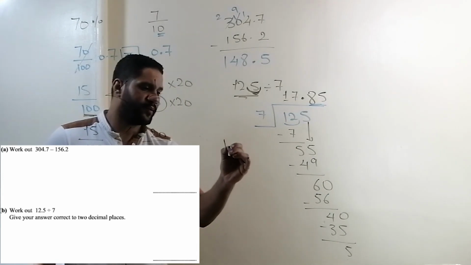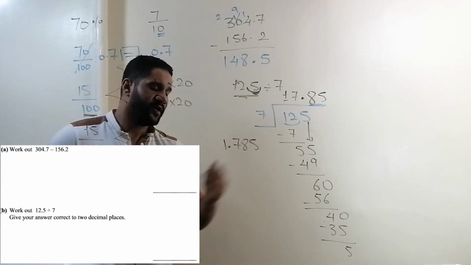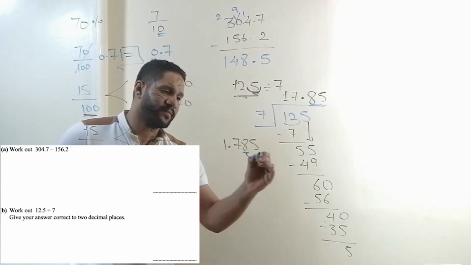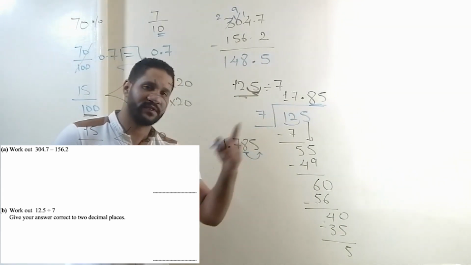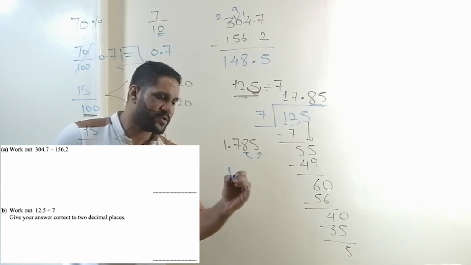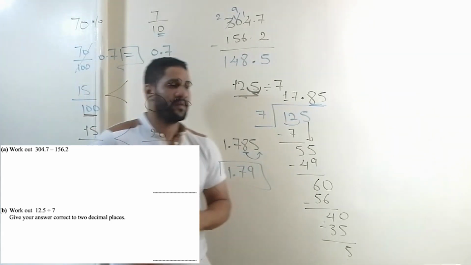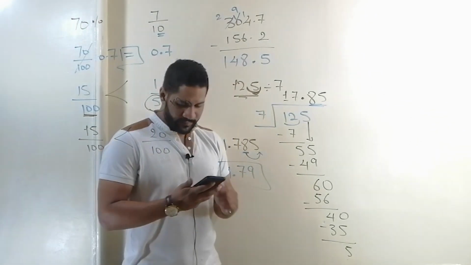So the answer is 1.785. He asked me to round it at the second decimal place, so at 8. The number beside 8 is strong, so this 8 will increase by 1. So the answer is 17.9. Let's look at the other example.